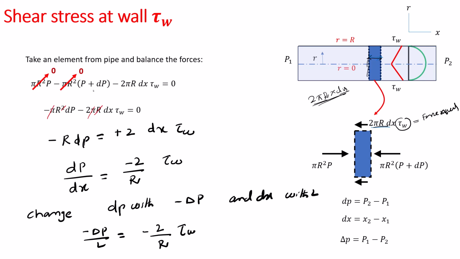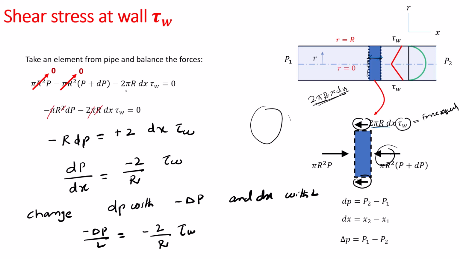Now you can balance the forces. This will be the negative direction, the minus direction here. You can see minus pi r square into P is the positive quantity, minus pi r square into (P plus dP) is the negative quantity, and minus 2 pi r dx into tau w is equal to 0. This is a single quantity, because if you have the circular cylinder from the side view, this is the whole surface here. So this is the one value of the shear stress.